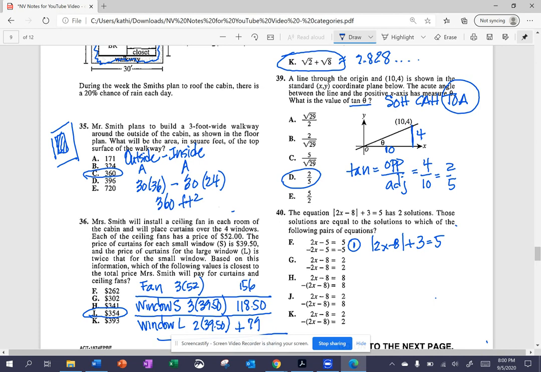And my second equation is going to be negative. Oh, I don't want the absolute value here. Here, let me do this again. So to take out the absolute value, the first equation is just 2x minus 8 plus 3 equals 5. And the second equation is the minus of 2x minus 8, plus 3 equals 5.